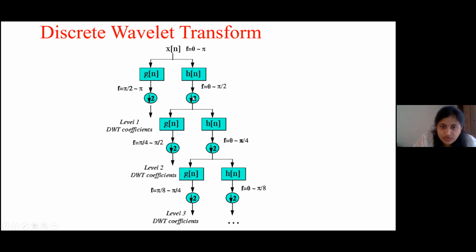Now it is downsampled once again, and this 0 to pi by 2 is again divided into high frequency components and low frequency components. So this is your level 1. These are the DWT coefficients that we are getting over here: pi by 4 to pi by 2, and 0 to pi by 4. Again you can downsample it and go to another level, that is level 2. At this level 2, pi by 8 to pi by 4, and at this level 0 to pi by 8. Likewise, you can go down levels until you get the features that you want for your classification or for your application.